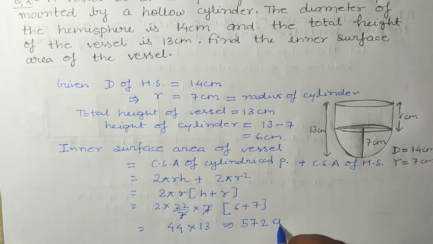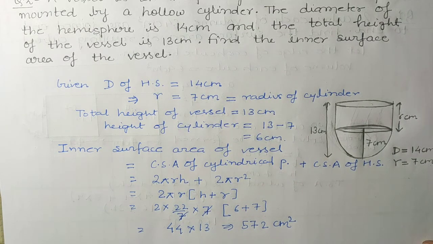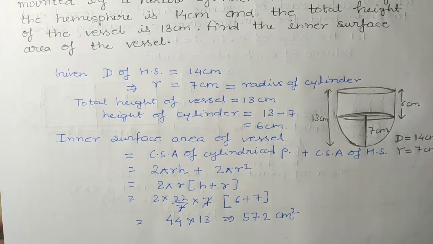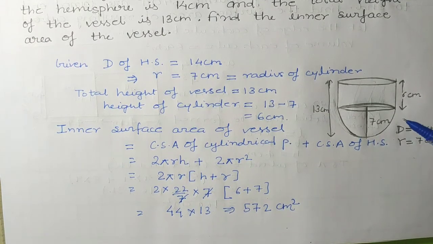Okay, and it is area, so we'll write it in the form of centimeter square. So basically this will be the answer of this question, 572 centimeter square. What we have done, students, firstly we have made the figure. Here it is the hemispherical portion, it is the cylindrical portion.